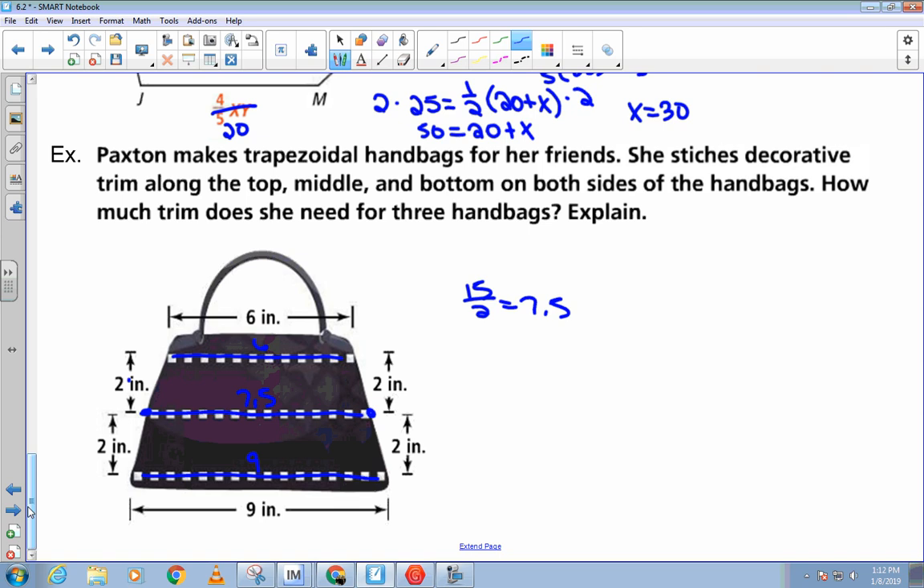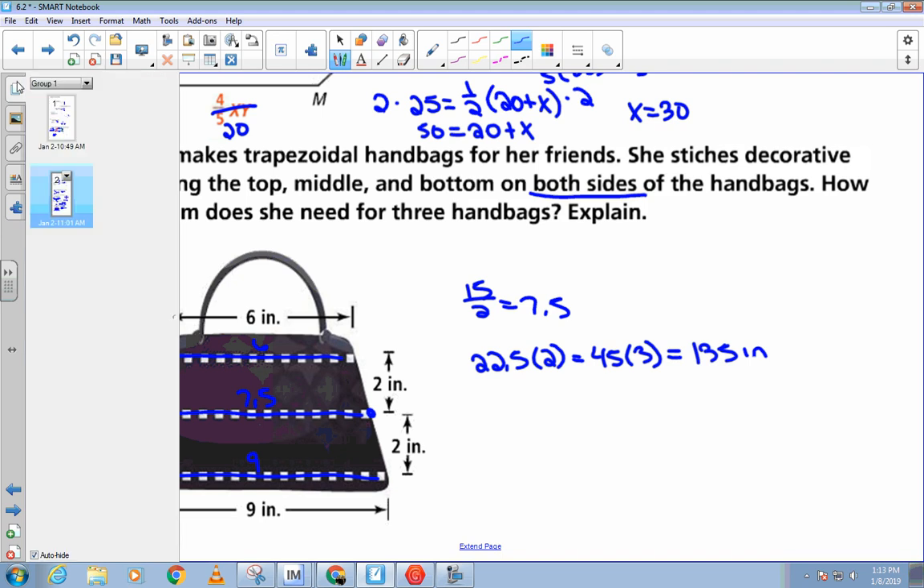We are going to have to take our final answer times 3, but also she's doing both sides. So first of all I need to figure out how much she needs for one side. If I took one side, that would be 22.5. So one side is 22.5, but she's got to do both sides, which is going to be 45, correct? And how many bags is she going to do? You got to multiply by 3 because she's going to do 3 bags. So what's that? 135. So 135 inches.